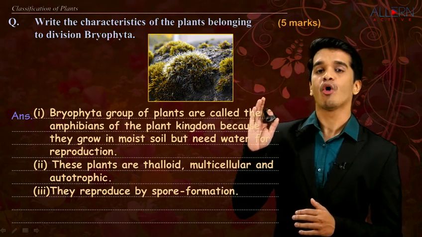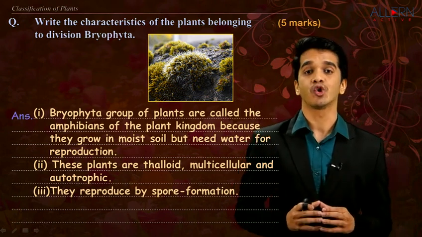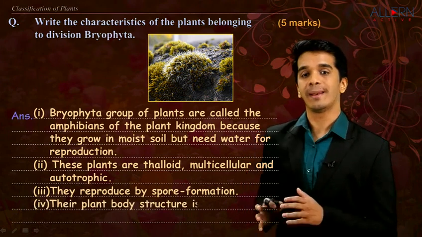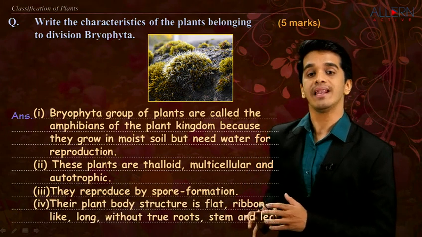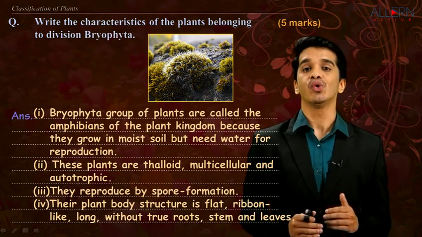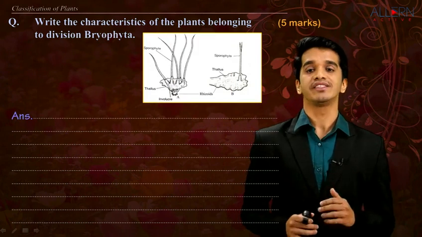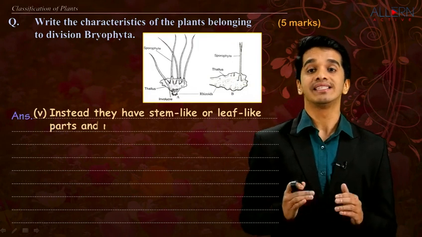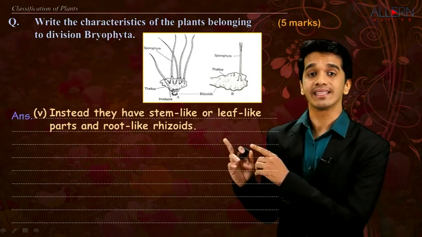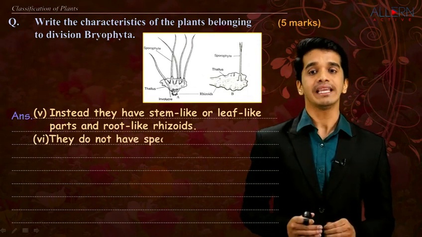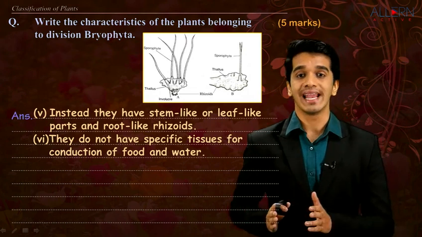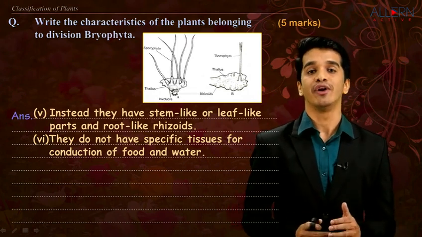If you observe the body of Bryophyta under the microscope, you can see a flat, thin, ribbon-like structure. So over here, the plant's body structure is flat, ribbon-like, long, without true roots, without true stem, and without true leaf. So here, if you observe this diagram, you can see that instead they have stem-like structure, leaf-like structure, and root-like structure called rhizoids. They do not have any specific vascular system, like they do not possess xylem and phloem for conduction of food and water.